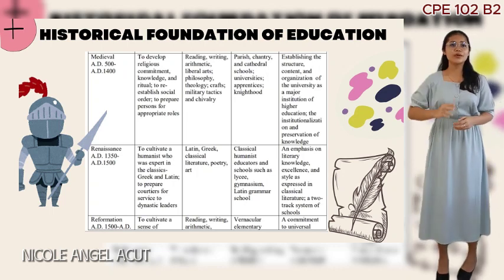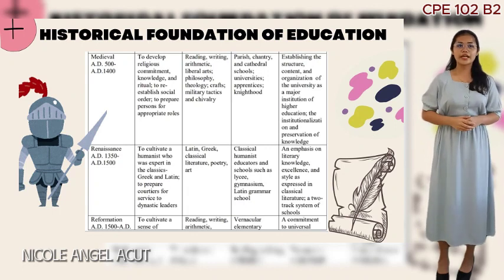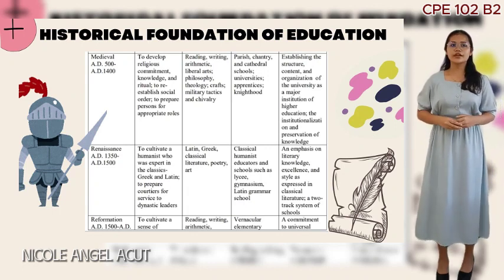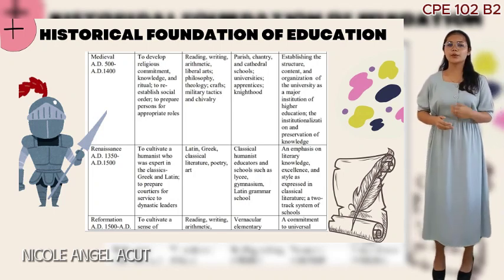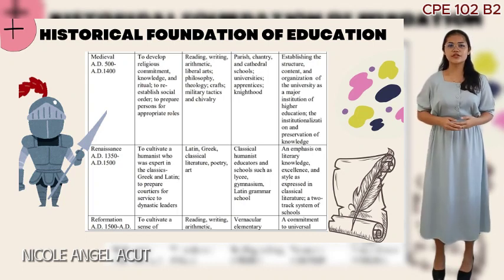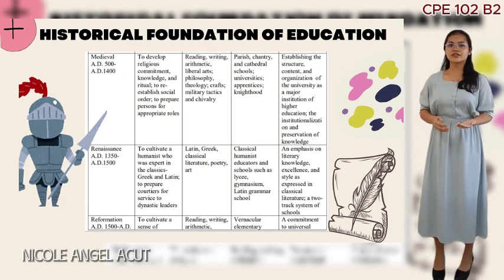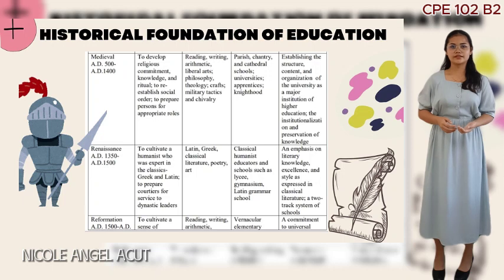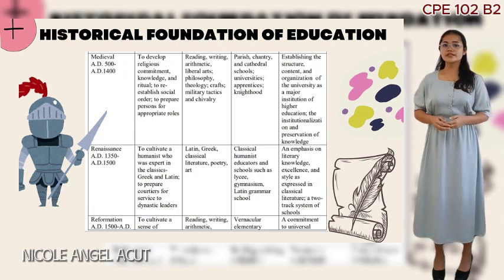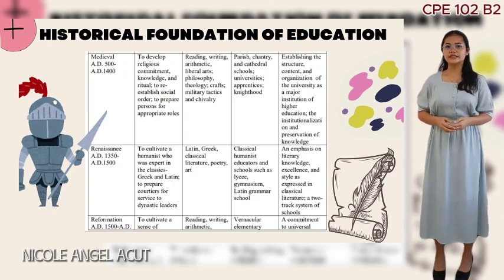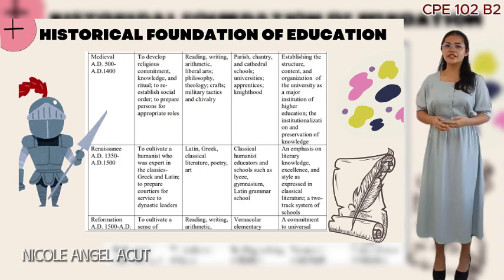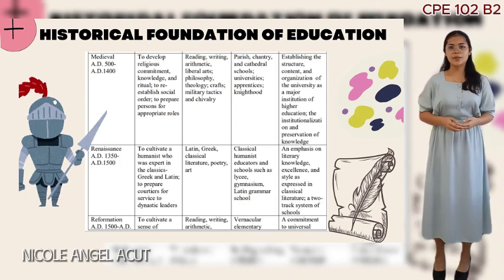Renaissance period, AD 1350 to AD 1500: to cultivate a humanist who was expert in the classics, Greek and Latin, and to prepare courtiers for service to dynastic leaders. Curriculum: Latin, Greek, classical literature, poetry, and art. Agents: classical humanist educators and schools such as the Lycée, Gymnasium, and Latin Grammar School. Influences: an emphasis on literary knowledge, excellence, and style as expressed in classical literature, and a two-track system of schools.